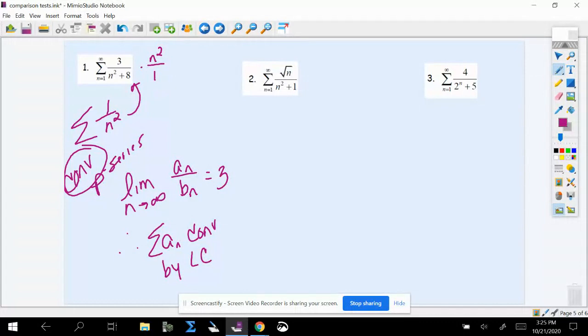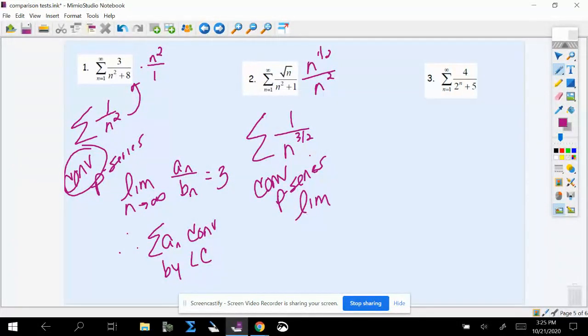For the next one, I have an n to the 1/2 on the top. I have an n squared on the bottom. I want to compare it to 1 over n to the 3/2 so that when I divide by that, or multiply by the reciprocal, I'm going to get the same degree on the top and bottom. This is also a converging p-series because it has a power that is bigger than 1. If I take the limit of my original series divided by my comparison series, I am going to just get a limit of 1, which again is a finite number. So therefore, both series act the same, so we can say the original series will converge because I did a limit comparison.